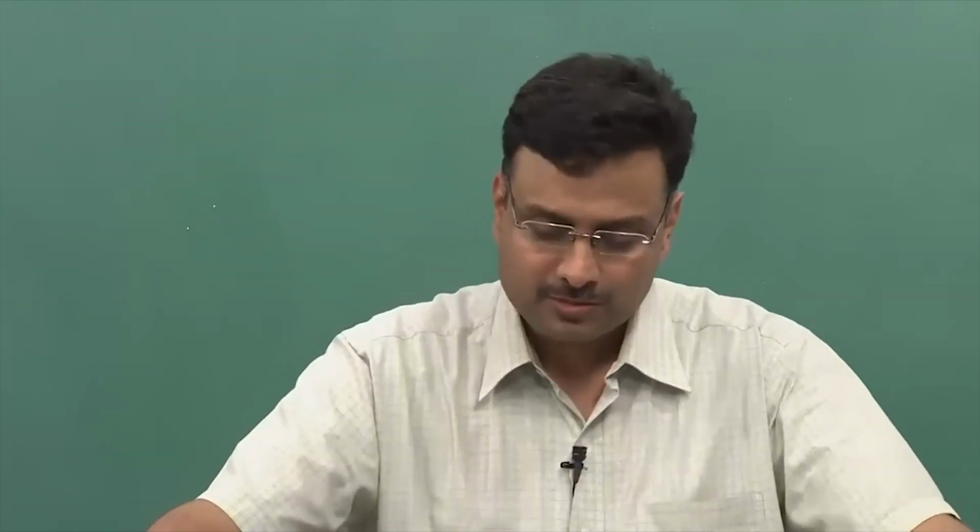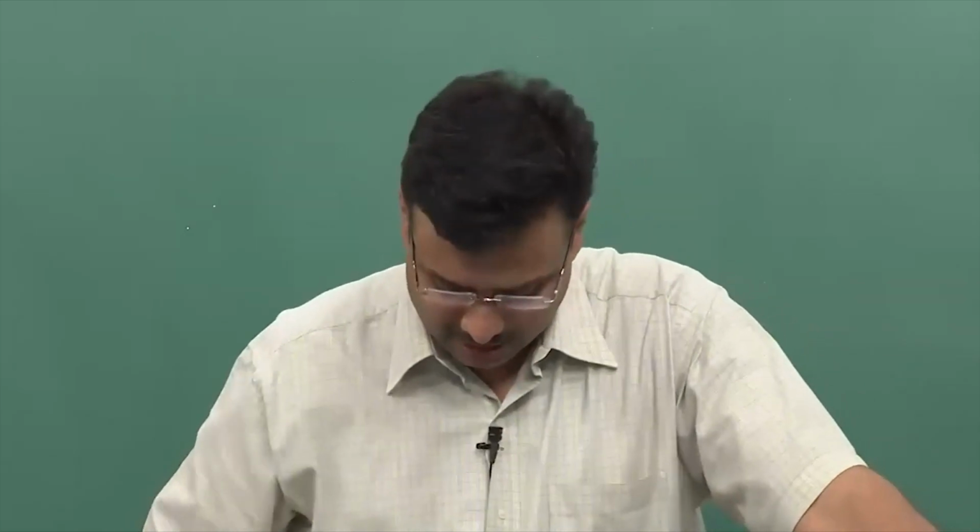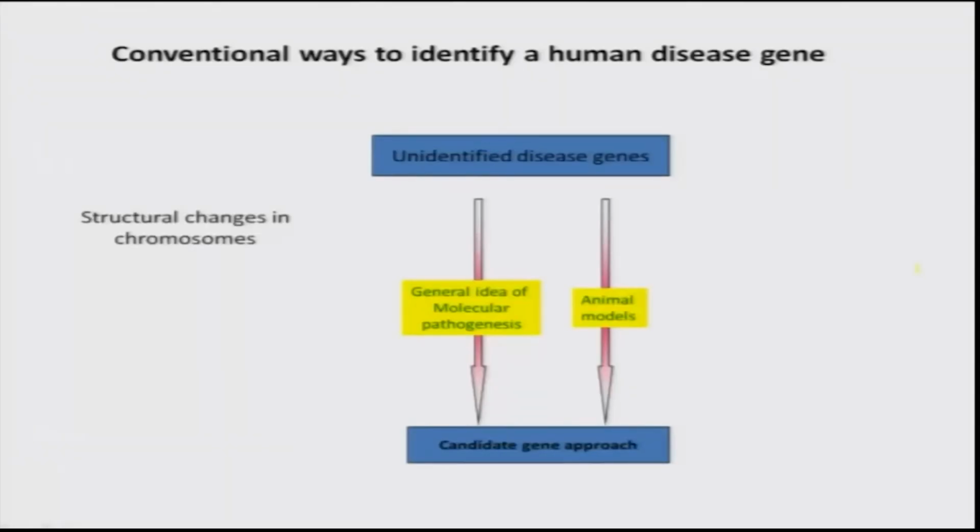And once you know this is the gene that causes the phenotype in this animal, then you can go and look at the mutations in that equivalent gene in the human. So this has also been some of the approaches. I'll show you one such example. So this is a candidate approach people have used, looking at the function of the gene product. The other approach people have used is to identify a gene based on structural changes in the chromosome.